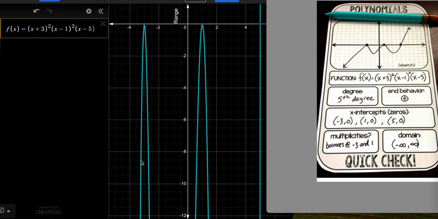Hello everyone. In this video, my objective is to show how to graph a polynomial function. Now I'm using Desmos graphing calculator, and here is the example that I was able to acquire on Pinterest. But anyway, this is what we are going to graph using Desmos.